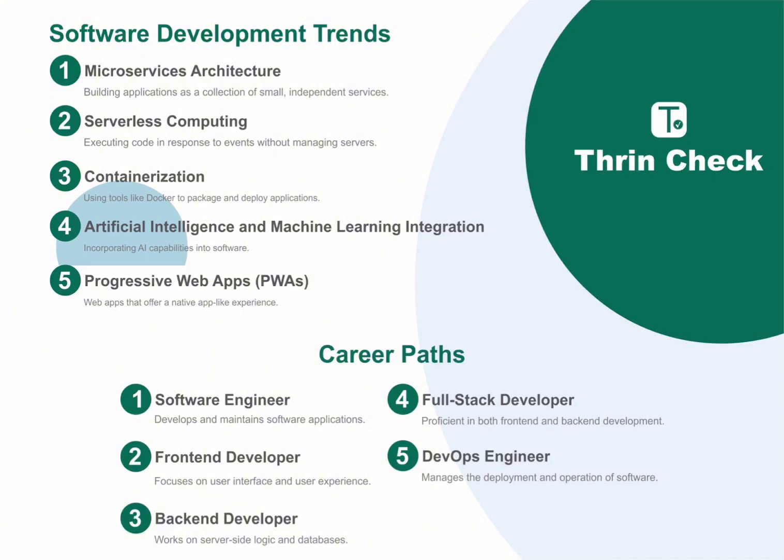Microservices architecture is commonly adopted by organizations aiming for agility, scalability, and faster time to market in their software development processes. Number 2. Serverless computing. Serverless computing, often referred to as function as a service, FaaS, is a cloud computing model where developers can build and run applications without managing the underlying infrastructure.